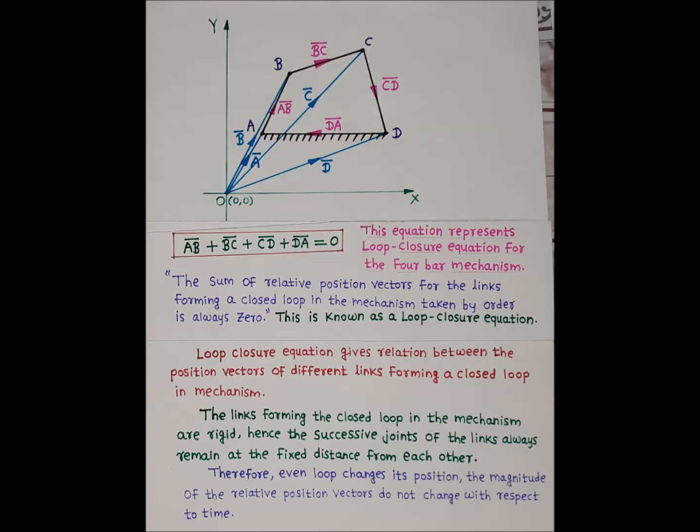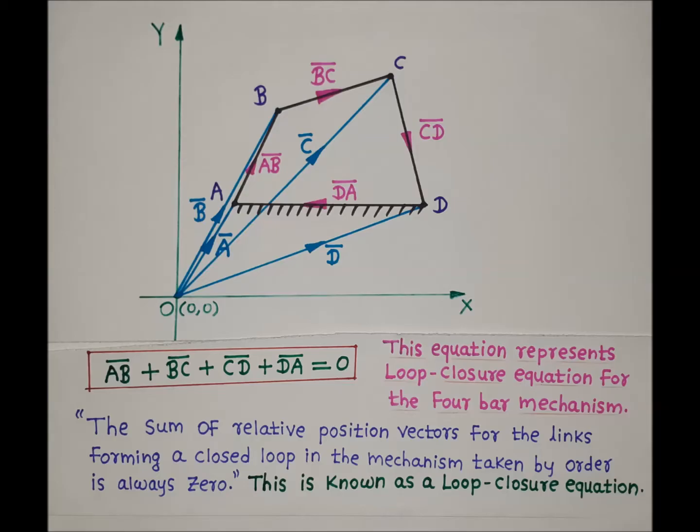On screen there is a 4-bar mechanism, and the loop closure equation is written: AB bar plus BC bar plus CD bar plus DA bar is equal to 0. So what can we say about the loop closure equation? The sum of relative position vectors for the links in the mechanism forming a closed loop is 0, provided we take those vectors in a certain order. This is the statement for the loop closure equation.